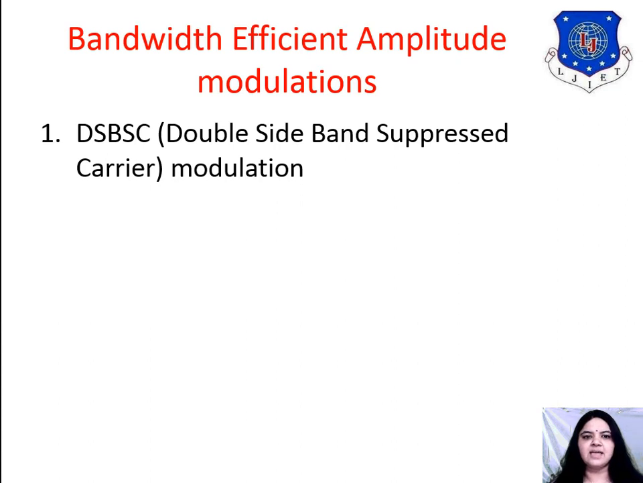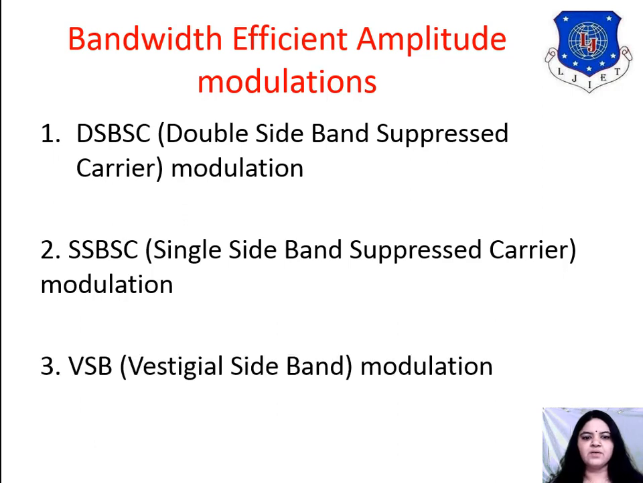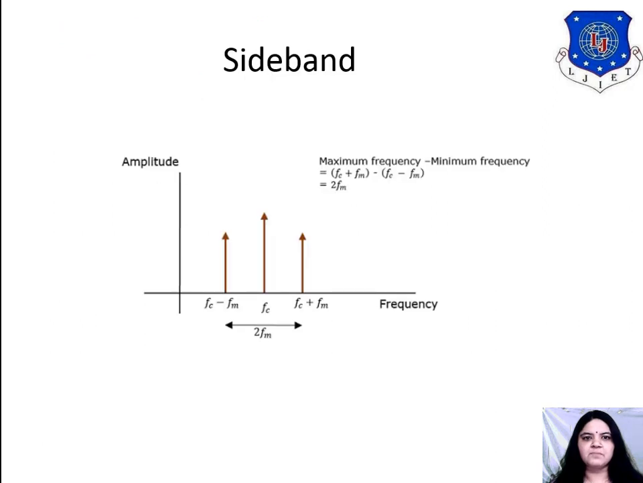One is DSB-SC, that is double sideband suppressed carrier modulation, single sideband suppressed carrier modulation, SSB, and vestigial sideband modulation, VSB.